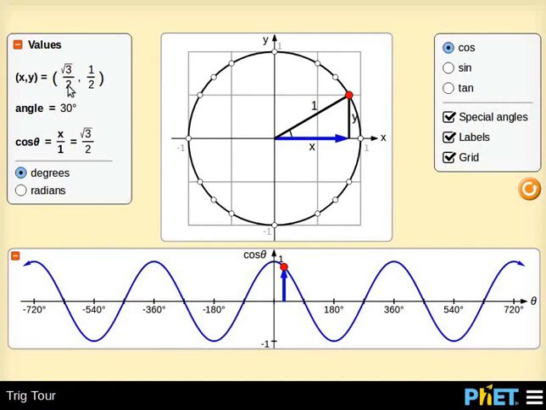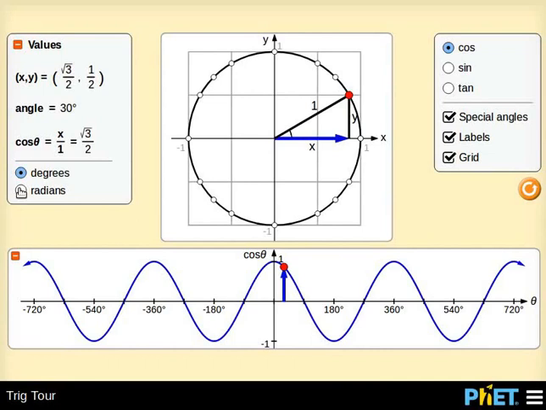The square root of 3 divided by 2 is 0.866. This is the value of x. Look at the graph. The red point has moved to 30 degrees along the cos function.